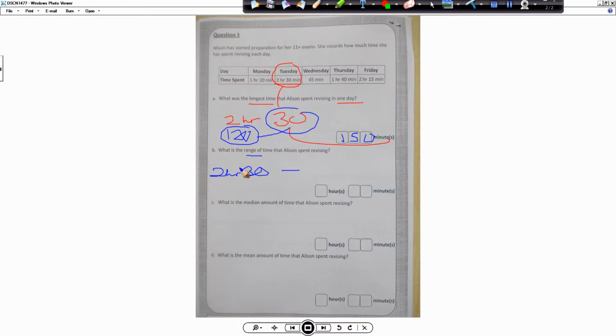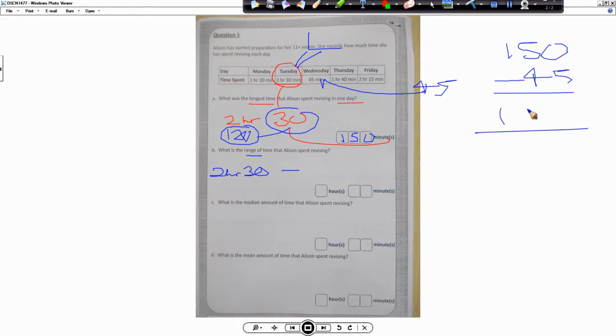Okay, the range is the largest value, which is this one here, minus the smallest time. What's the smallest time? 45. So we got 2 hours and 30, which is 150 minutes. We minus the 45 minutes. That gives you how much time? 105 minutes. And we're going to change it back into hours and minutes. So 60, 1 hour and... I totally got confused. I just added them all up.